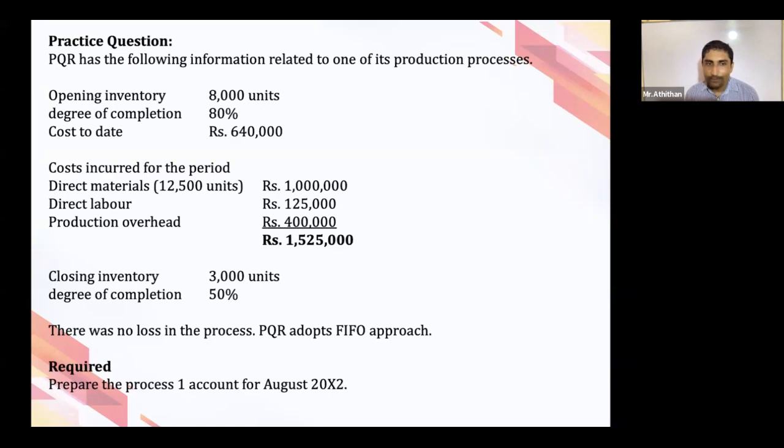We are going to use the FIFO method. So prepare the process 1 account for August 2022. If we have to prepare the process account for this period, first we have to do what? Equivalent unit statement. So first we can complete the equivalent unit statement.